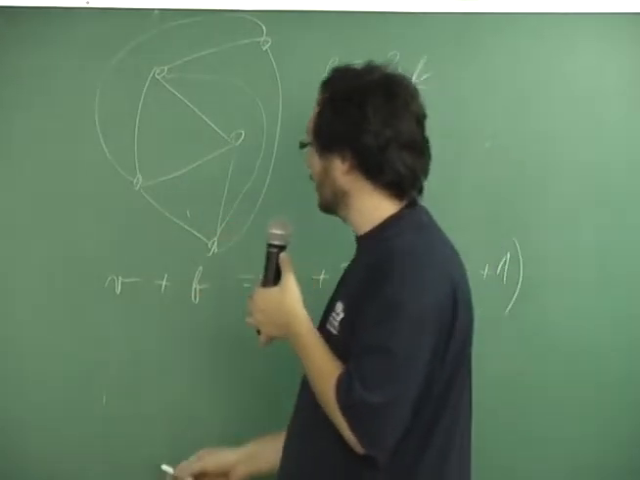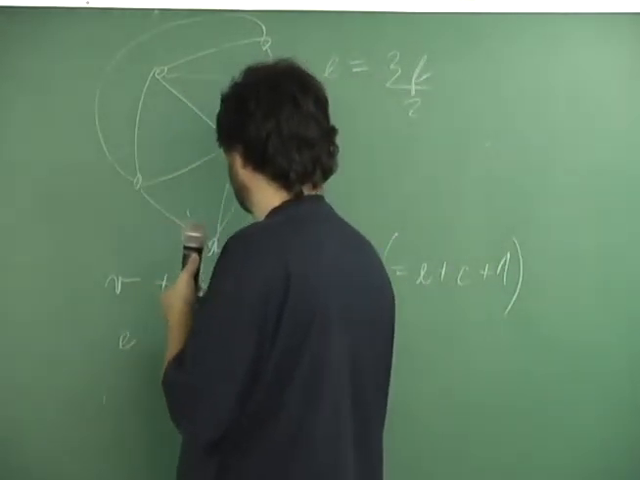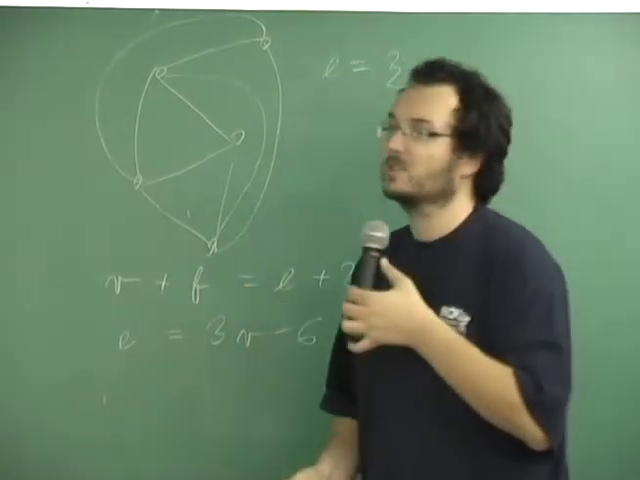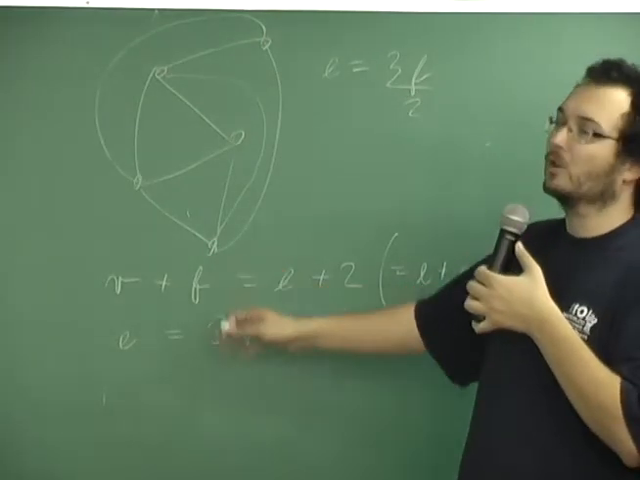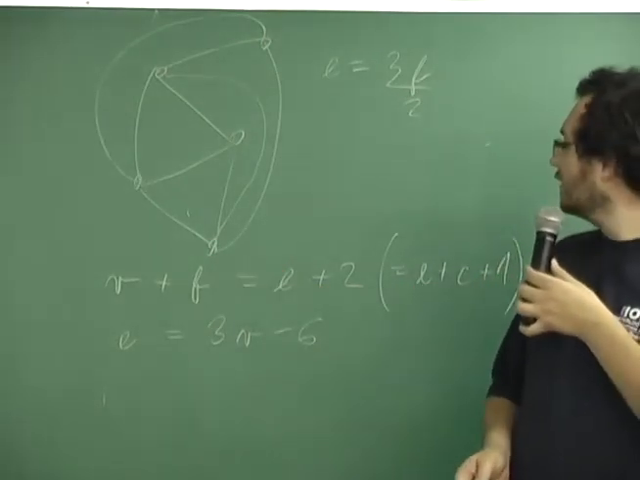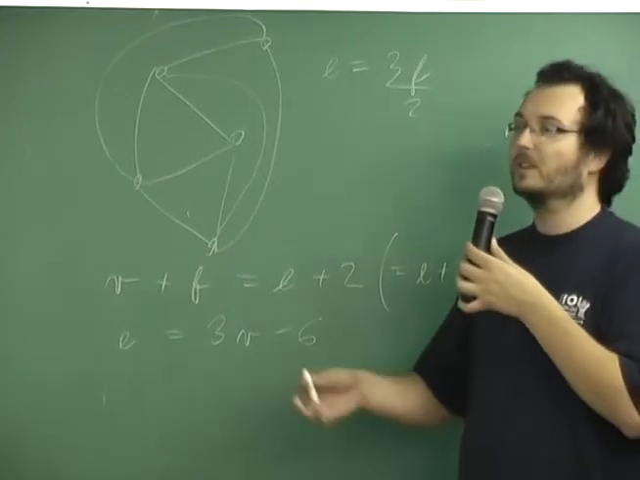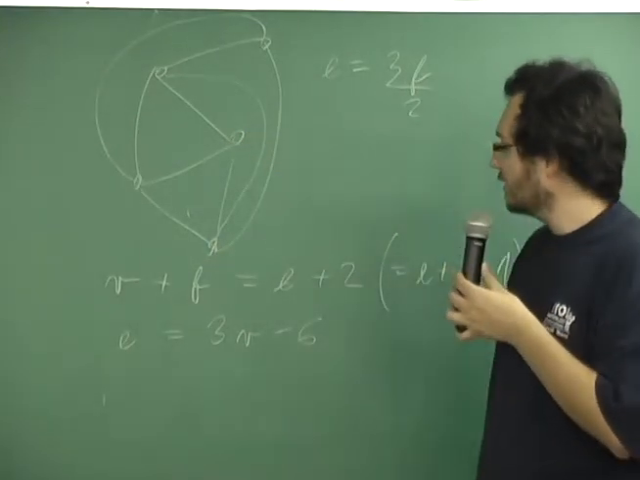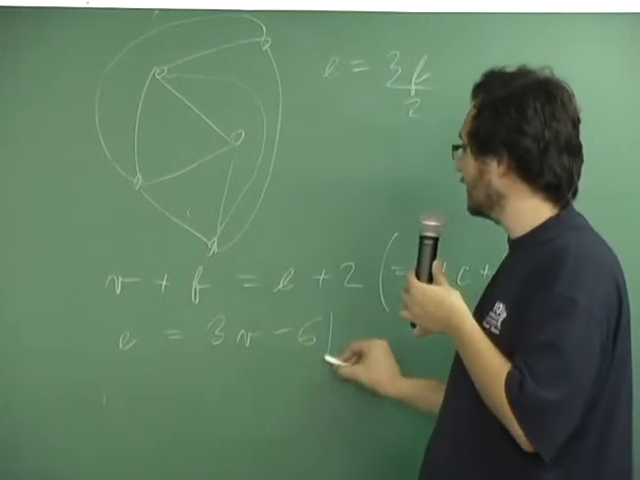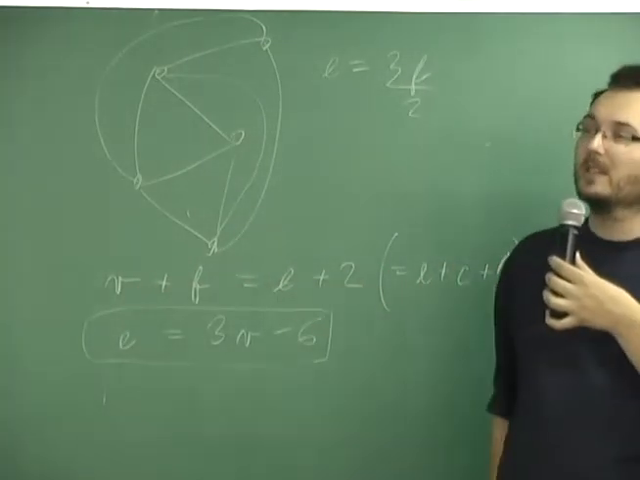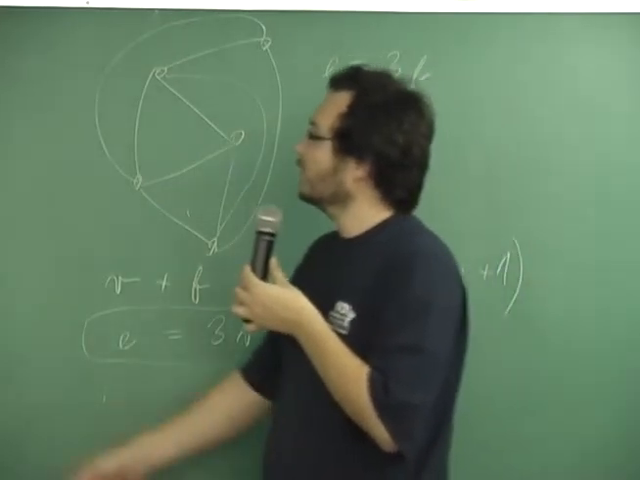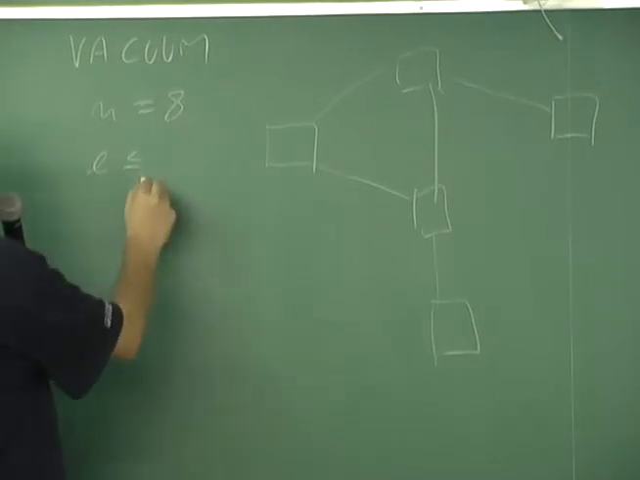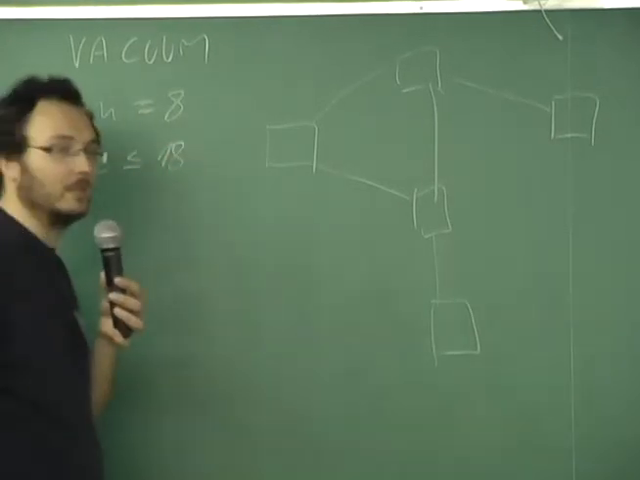And from this we get to the conclusion that the number of edges is 3 times the number of vertices minus 6. This is valid for all graphs with more than 2 vertices. For 2 vertices, there is a graph with a single edge as a special case. So as long as the number of vertices is at least 3, this is the formula for the maximum number of edges in a planar graph. What it gives us for n equals 8 is that the number of edges is less than or equal to 18.